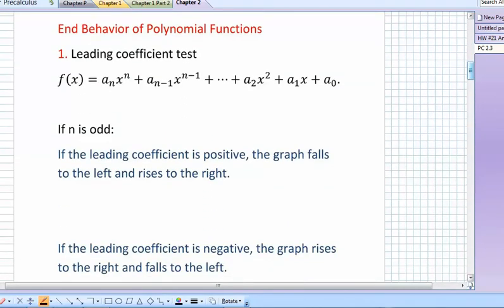We can tell a lot about what the graph of a polynomial function is going to look like by looking at the function itself. The first thing we can determine is the end behavior by looking at what the degree is. If the degree is odd, then I know that the graph is going to fall to the left and rise to the right at the end. I don't know what it does in the middle, but I know at the end it's going to fall to the left and rise to the right.